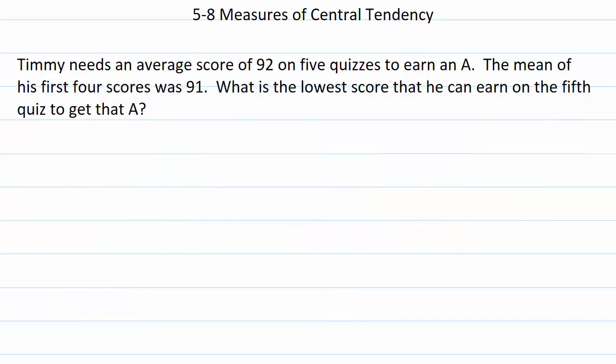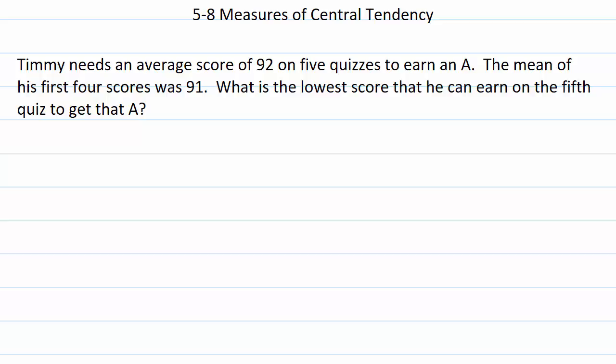Sometimes we can work backwards. In a case where you know the value of the mean, we can work backward to find a missing value in the data set. Here's a good example of this. If Timmy needs an average score of 92 on 5 quizzes to earn an A, and the mean of his first 4 scores was 91, what is the lowest score that he can earn on the 5th quiz to get that A?